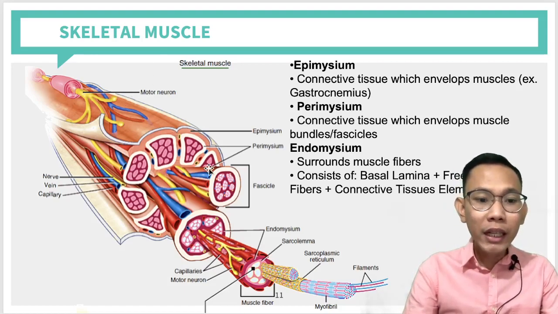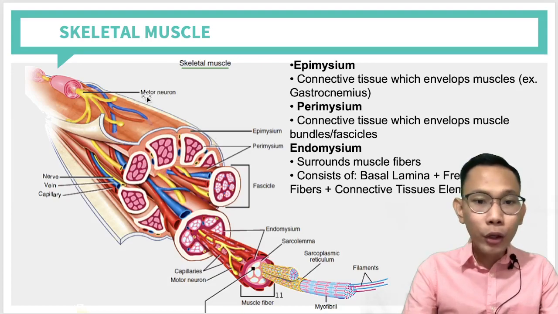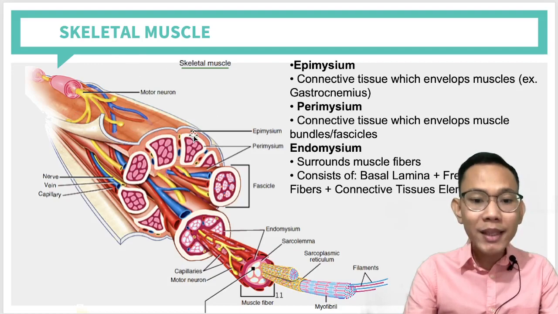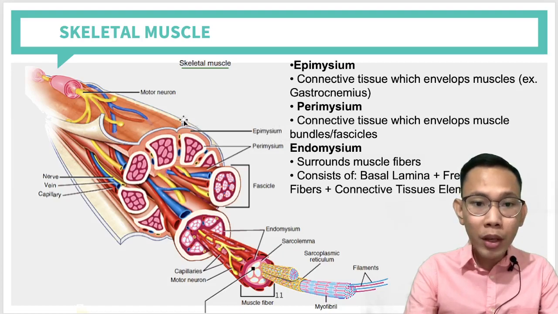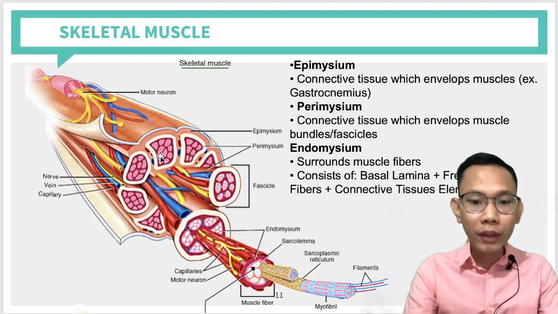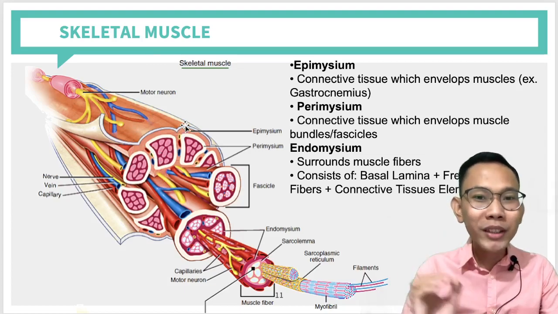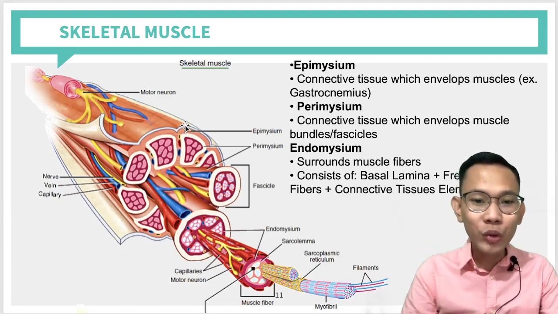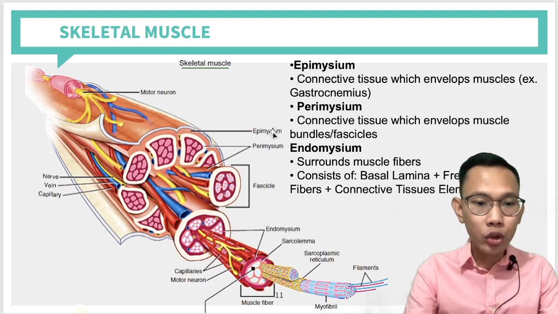So this is now the entire skeletal muscle. Your entire skeletal muscle is surrounded by a dense irregular connective tissue, which is called your epimysium. Again, this is your epimysium, which surrounds the entire skeletal muscle. Again, this is dense irregular connective tissue. I know you're already done with the discussion of your connective tissue. Again, your epimysium is a dense irregular connective tissue.